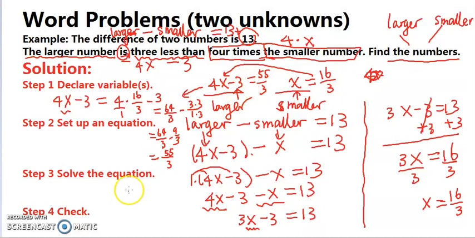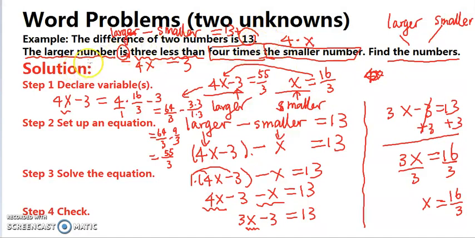And the last step, we're going to check the answers. First of all, when we subtract these two, let's see if we get a difference of 13. Because the first sentence says the difference of these two numbers, the larger and the smaller, should be 13. So if I take 55 thirds minus 16 thirds, and just keep the same denominator and subtract numerators, we have 55 minus 16, which gives us 39, and 39 over 3 is exactly 13.